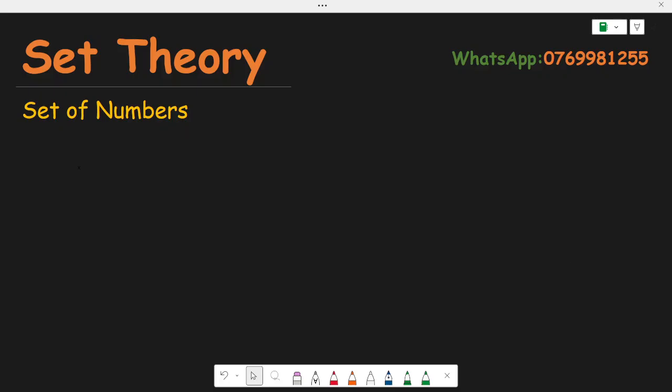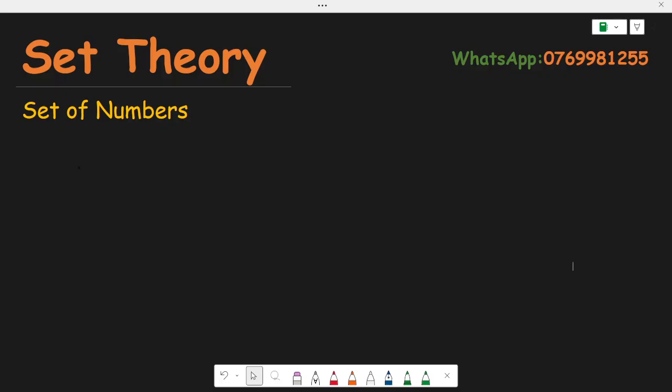of numbers. So what are sets of numbers? In set theory, you find that numbers are given into a lot of different categories. So even before you start drawing Venn diagrams and solving questions, you need to understand what these things that we're calling sets of numbers, the categories of numbers.